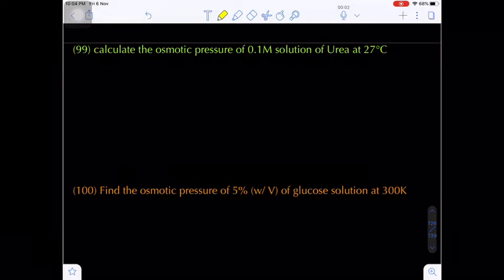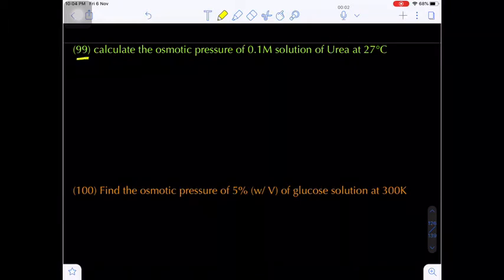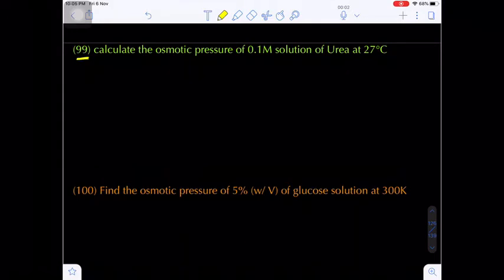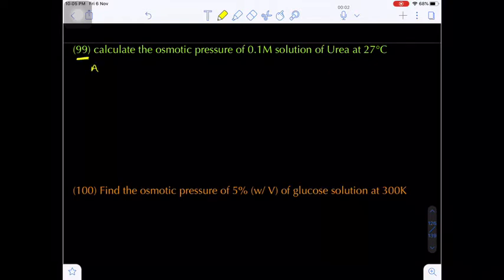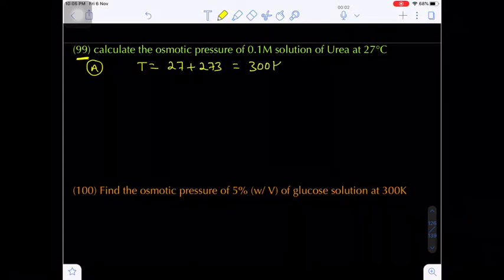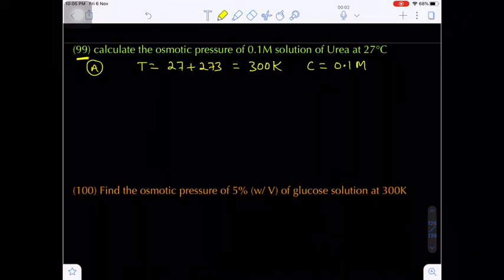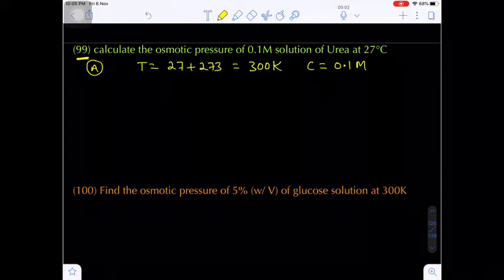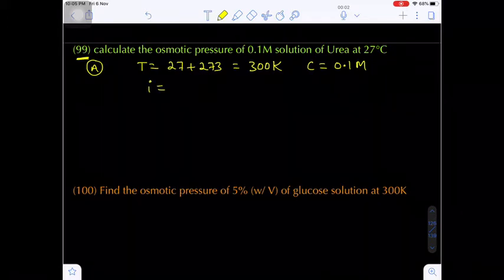Now, question number 99. Calculate the osmotic pressure of 0.1 molar solution of urea at 27 degrees Celsius. First of all, what temperature is given here? 27 degrees Celsius. It is converted into Kelvin by adding 273, so the temperature will be 300 Kelvin. And what is the concentration here? Molarity 0.1 molar.